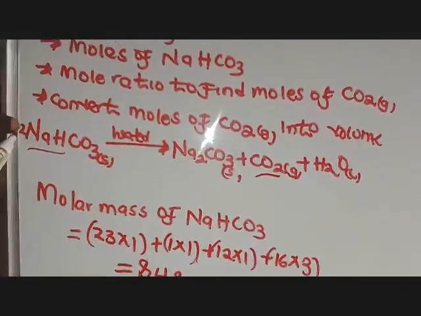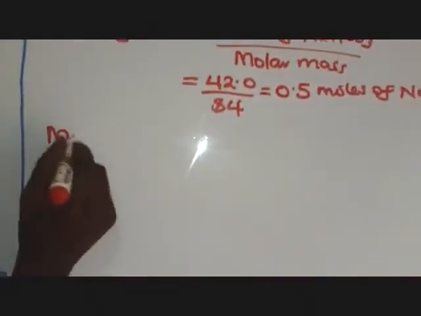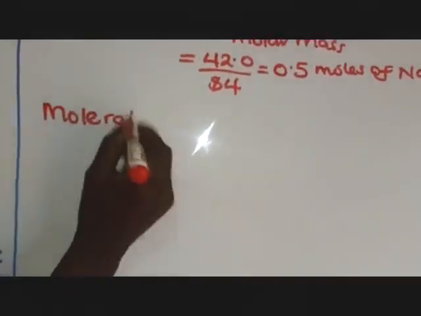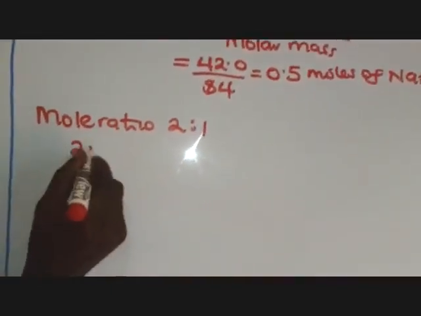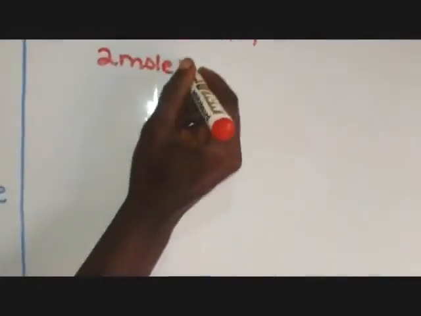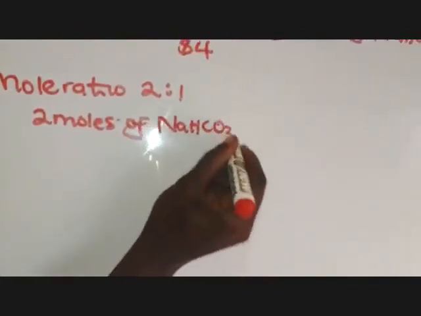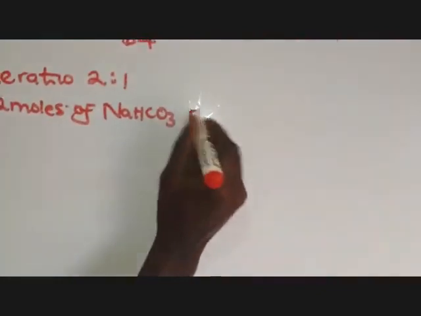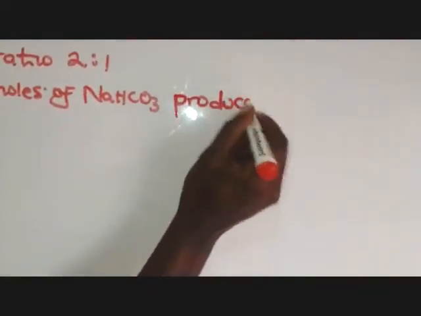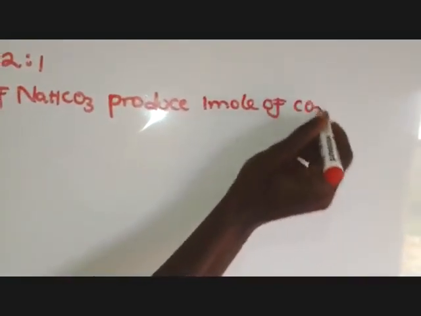To 1. There is a 2 in front here, and there is a hidden 1 in front of carbon dioxide. Therefore, we can say our mole ratio now is going to be 2 to 1. This implies that 2 moles of sodium hydrogen carbonate produce 1 mole of carbon dioxide gas.